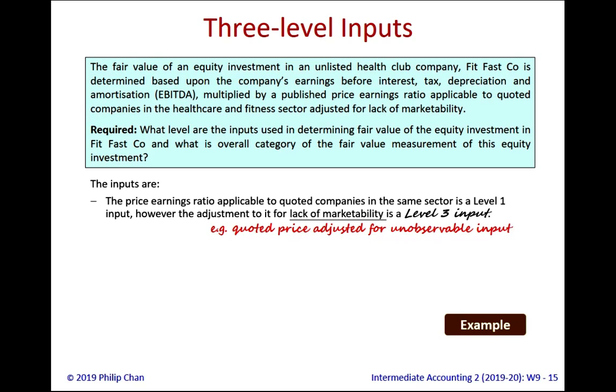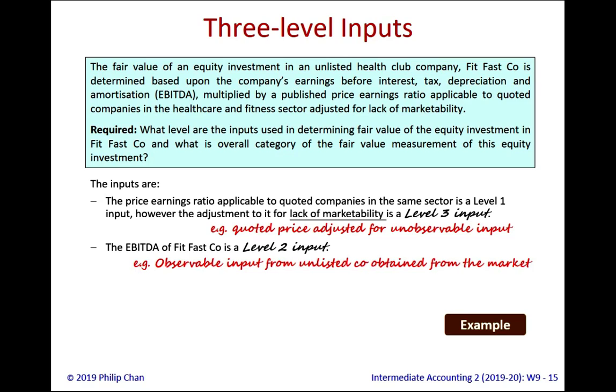All right. Then let's look at the second component, which is the EBITDA. The EBITDA of FIT-FAS is in fact a level 2 input. They are observable inputs from an unlisted company that can be obtained from the markets. And therefore, in this case, by combining the two, it would be considered as a level 3 measurement. All right, so this is a case where you have to look at individual components to determine the overall level of inputs. Okay, let's take a break then.